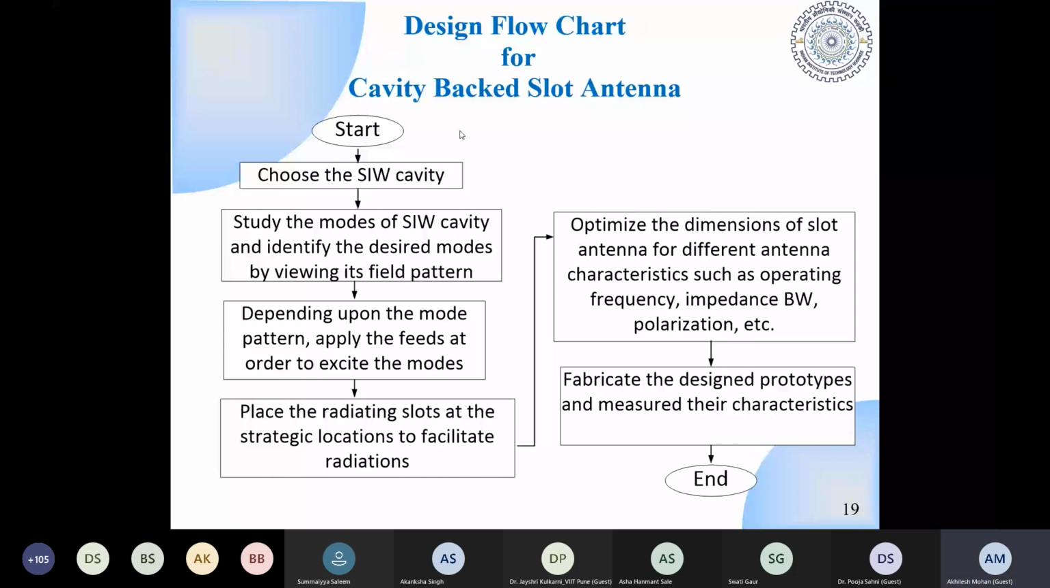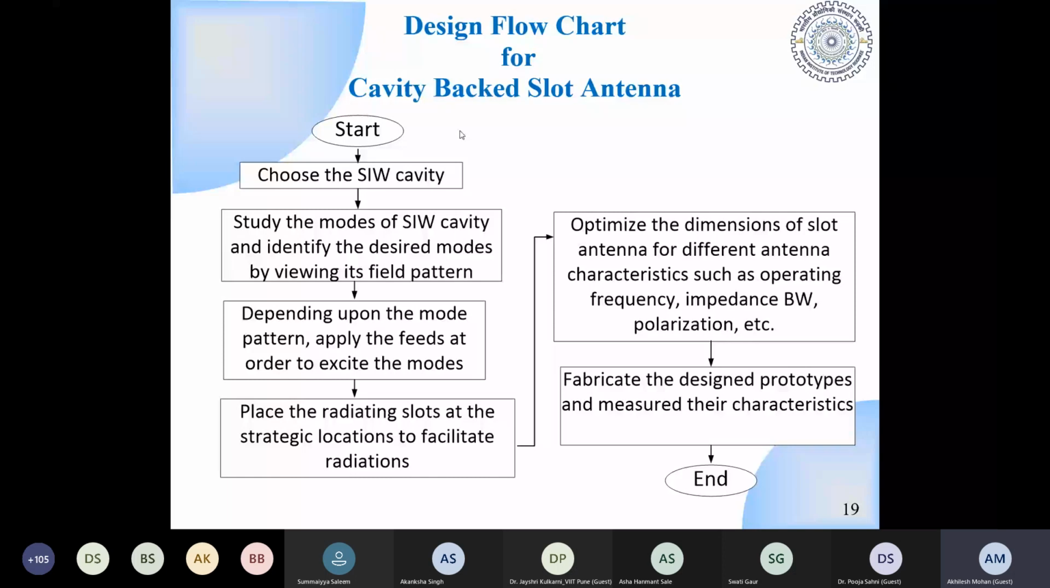Then place the radiating slot at a strategic location to facilitate radiation, and not at locations where there would be no radiation. Finally, you optimize the dimensions of the slot for different antenna characteristics: bandwidth, impedance bandwidth, polarization. And finally, you fabricate the prototype and measure its characteristics. This design flow chart needs to be followed for microstrip slot, SIW slot based antennas, or cavity backed slot antennas. Now I will show you some examples taken from the literature, then I will show you what our group has done.